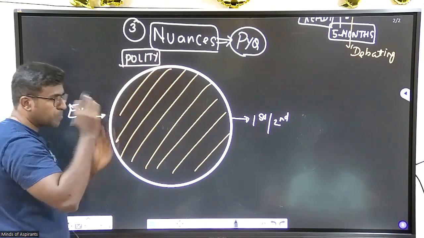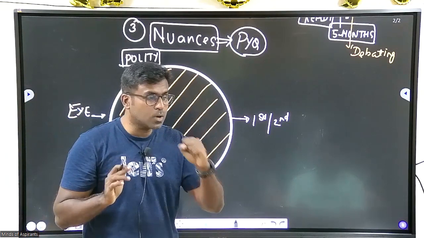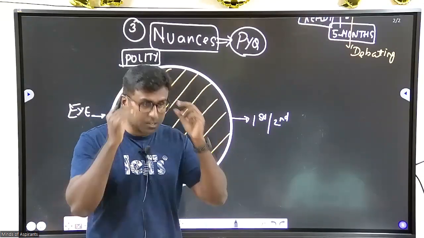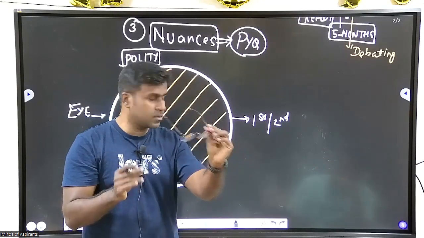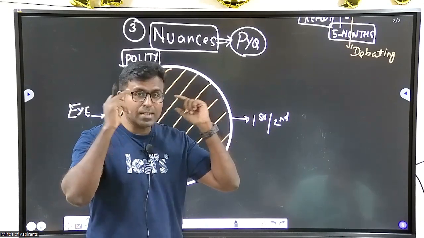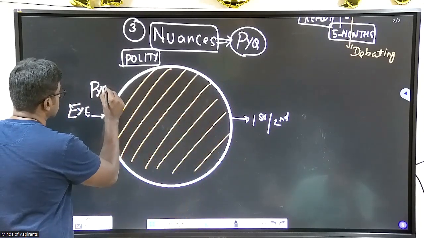So you have a picture in front of you. How are you going to look at that picture from now on? You have to look at that picture wearing a glass, from the third reading. And the glass that you are going to wear is called the previous year question paper.